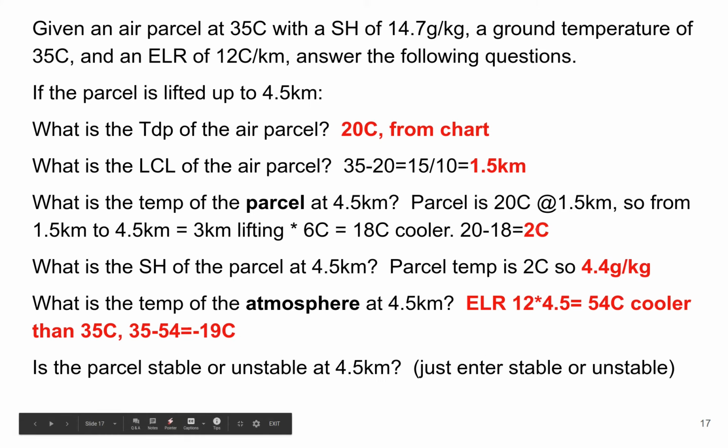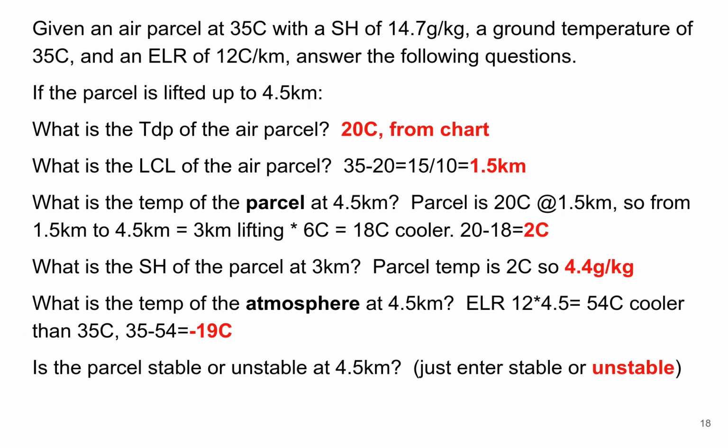The parcel is 2 degrees. Is the parcel stable or unstable? Well, the parcel's 2 degrees. The air around it is negative 19. So the parcel is really unstable.